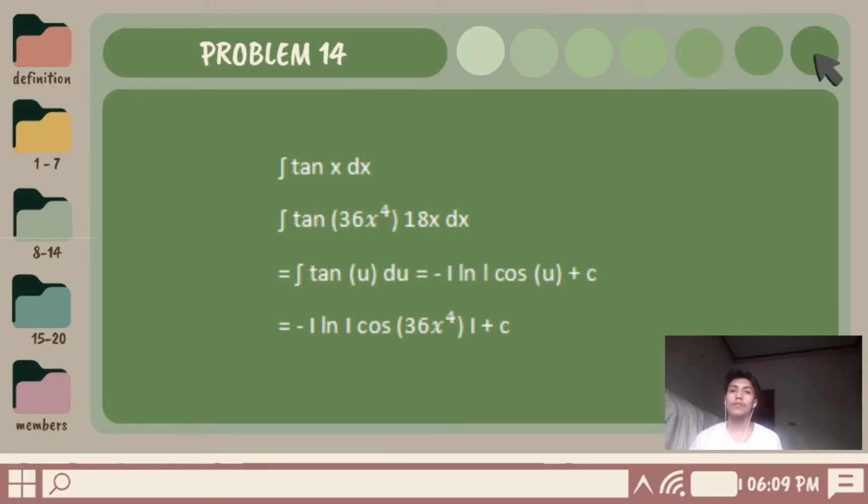14th on the list, we have the integral of tan x dx. So our example in this equation will be the integral of tan 36x raised to 4 times 18x dx. So the first step is we will have to get the u, or the inside function, which is 36x raised to 4. Then we will have to get the opposite of tan, which will always be the negative natural logarithm of the absolute value of cosine u plus c. So now we can substitute and get our final answer, which will be negative natural logarithm of the absolute value of cosine 36x raised to 4 plus c.